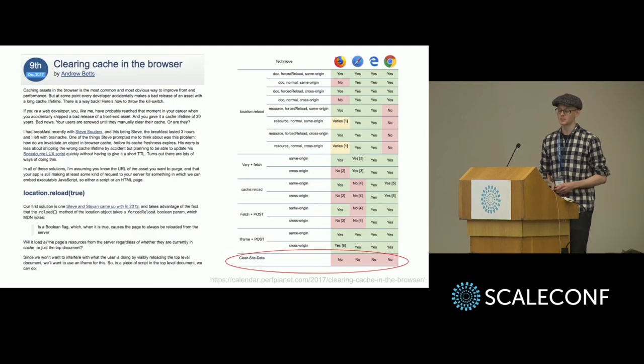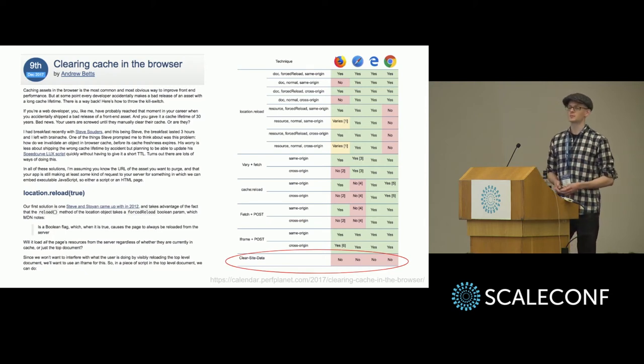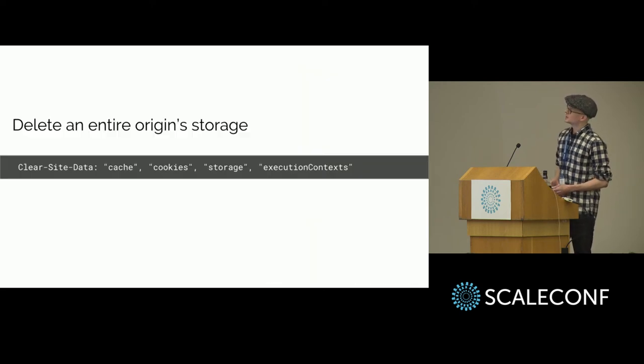I wrote an article about this in December, for PerfPlanet, looking at all the different ways that people try to clear their own files out of their users' caches without having to phone them up and say, go to settings and then... So these are the methods, and there are quite a lot of innovative ways of doing this. And circled at the bottom, you see this new header, Clear-Site-Data, and a row of no's, which demonstrates that this is not a useful technique yet, but it's getting there. There is a prototype implementation in Chrome, which is currently disabled due to a security review. But this is how it works.